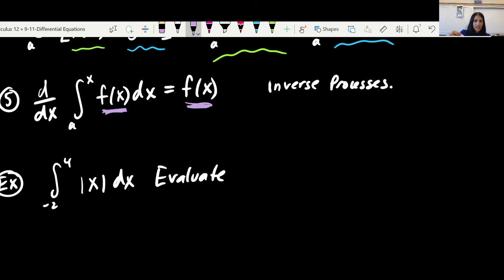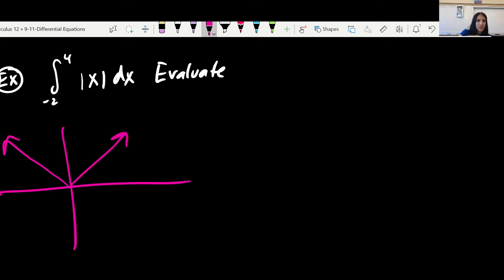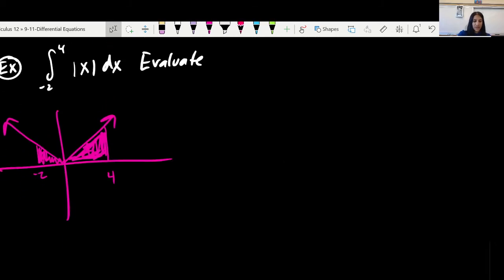Let's do this example, the integral of absolute value of x from -2 to 4. Although I didn't ask for it, we could work our way through this. If we sketch out what this graph looks like, it looks like this. And we're looking for -2 up to this value of 4. So we color all of this in.